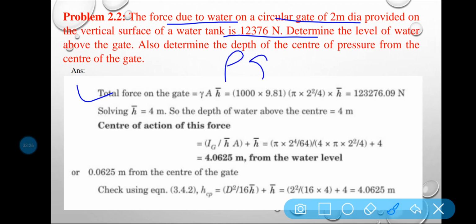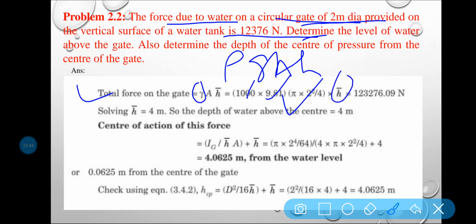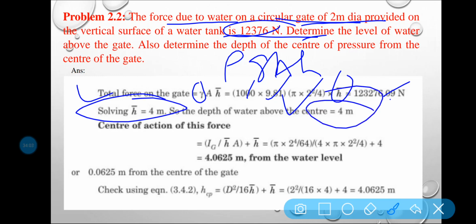So total force, you know that is rho g A h bar. So rho g, this gamma is equal to rho g. So rho is equal to 1000, g is equal to 9.81. Area is given, pi by 4 d square. Here basically the diameter is given, so pi by 4 d square, and h bar you need to find out, because total force is given, 12376. Now from this equation you can find out h bar is equal to 4. So the depth of the water above the center is equal to 4.